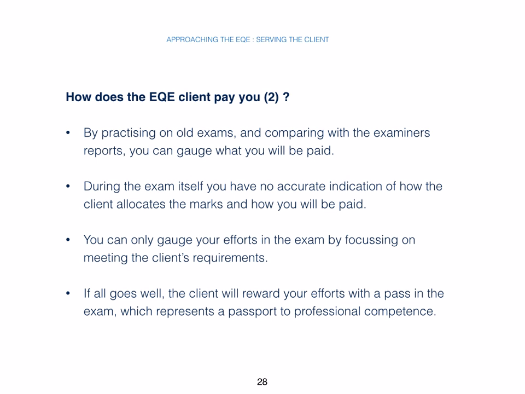During the exam itself, on the other hand, you have no accurate indication of how the client allocates the marks and how you will be paid for your efforts. This applies even to the shortest D1 question. For example, a D1 legal question is awarded 6 points or 8 points. You know that 6 points will be allocated, but you don't know for what they are allocated.